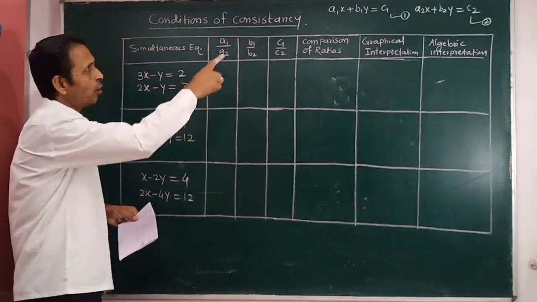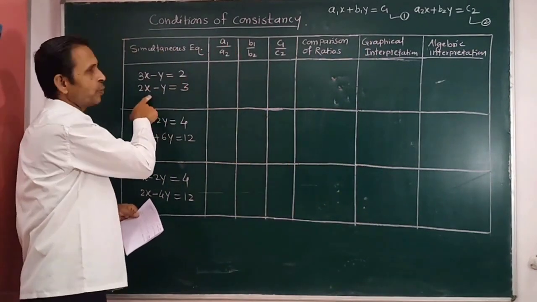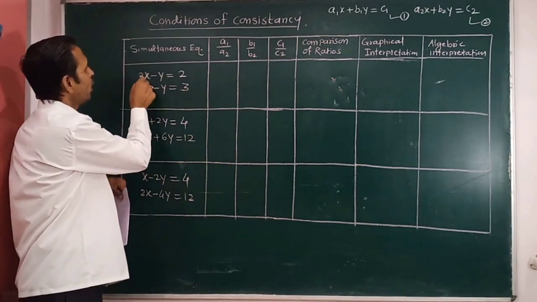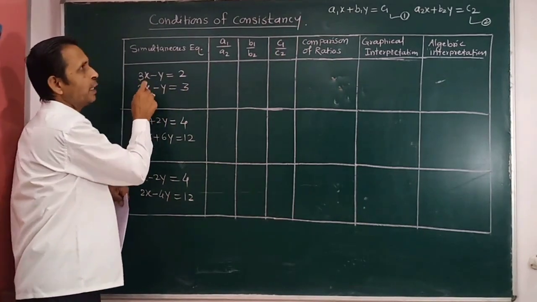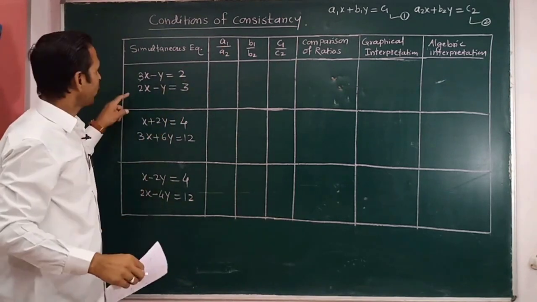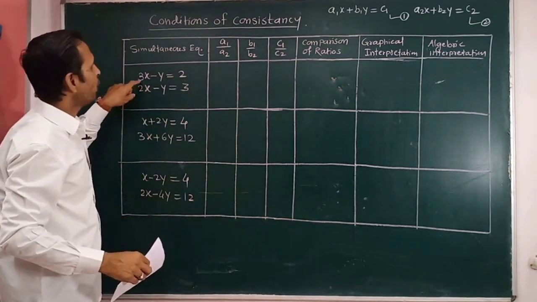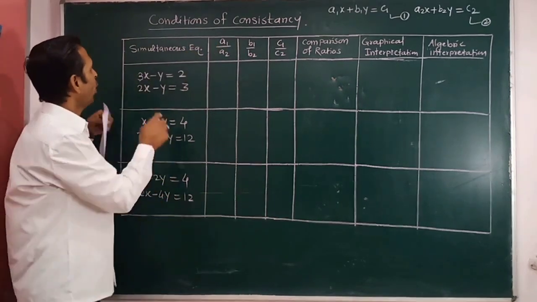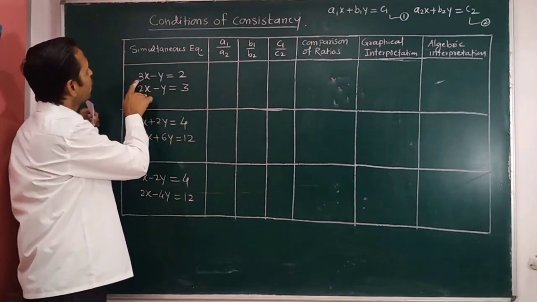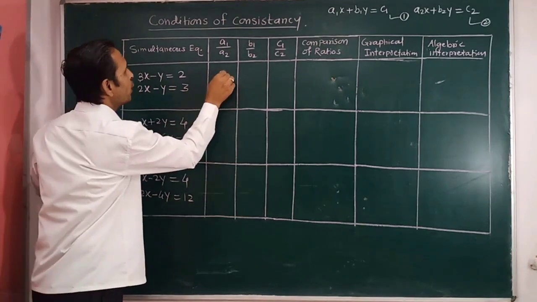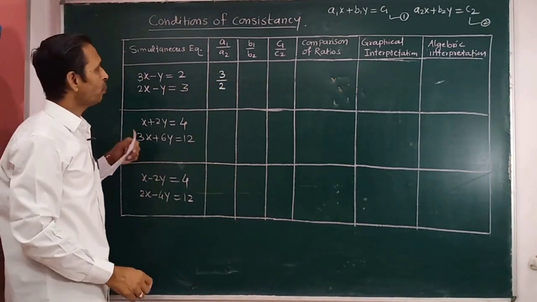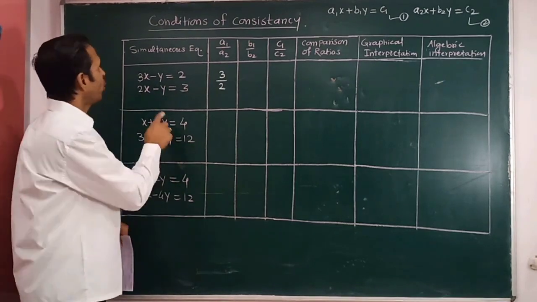Now, if you compare these equations with the given equations, this 3 is A1 and this 2 is A2. Then write the ratio A1 upon A2. How do we write A1 upon A2? It means 3 upon 2. This ratio, A1 upon A2, is 3 upon 2.